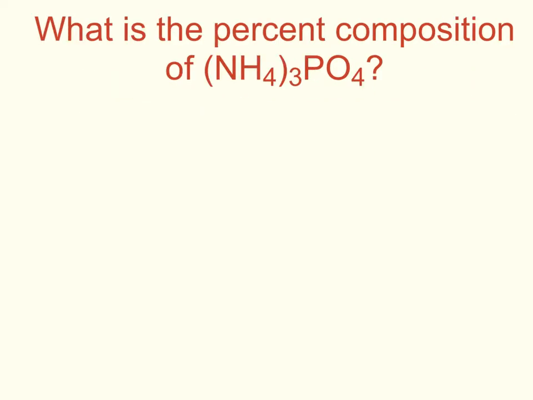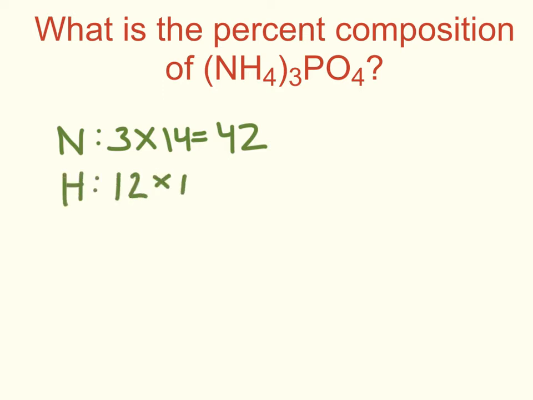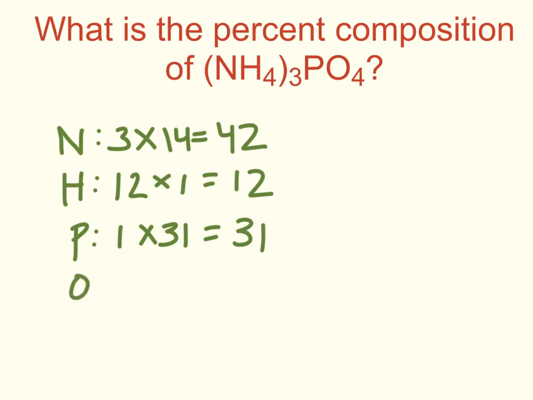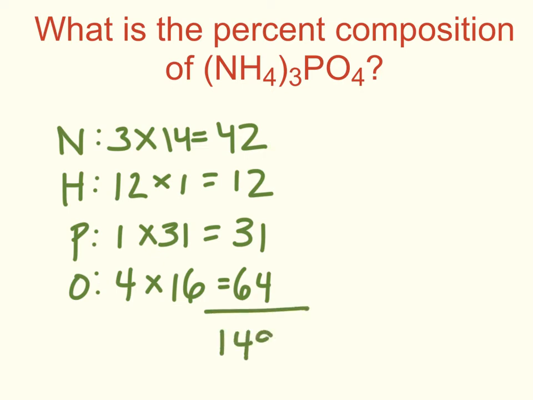When calculating percent composition, your first step is to find the molar mass of the compound. So if we're finding the percent composition of ammonium phosphate, we want to start by finding the molar mass of ammonium phosphate. Based on the formula, I have 3 nitrogens, so I take 3 times 14, and I get 42. I have 12 hydrogens, 12 times 1 equals 12. I have 1 phosphorus, 1 times 31 equals 31. And I have 4 oxygens, 4 times 16 equals 64. When I add these up, I get a total of 149.